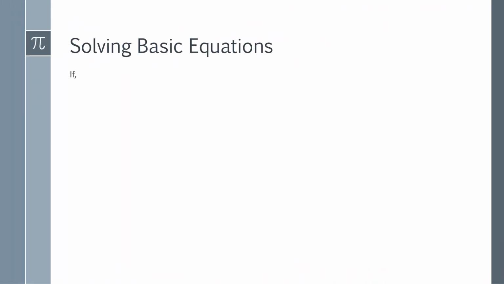Let's take it a step further. 7 plus x equals 2. When we start doing these kinds of problems, it's always best to try to get x by itself on whatever side of the equation it is on.